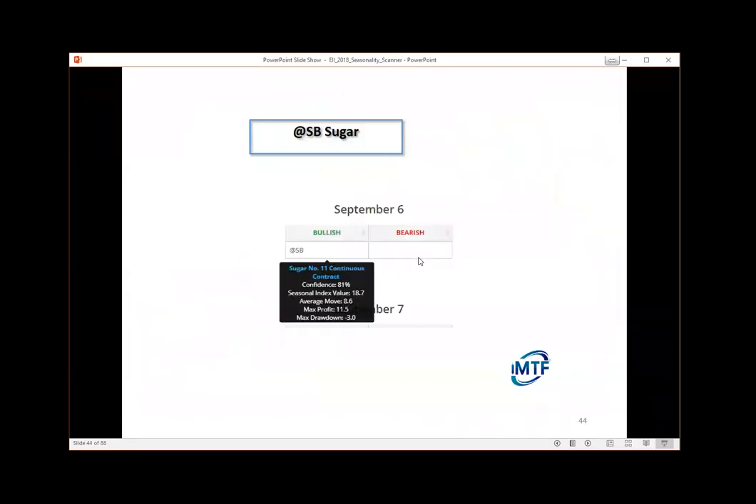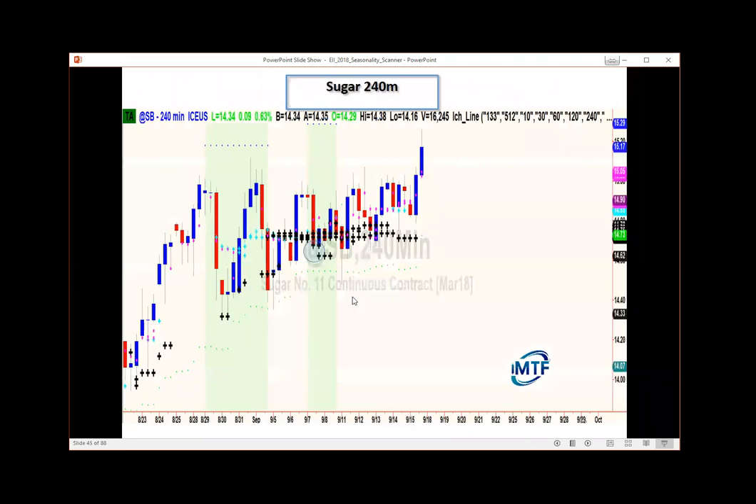Okay, here's sugar. A lot of people think you can't do seasonality on futures at all, especially exotic futures like sugar. But September 6th, basically sugar popped up on the scanner here. And you could see it's good confidence value here, drawdown max, not the great reward risk ratio, but it doesn't matter. We're going to pump it through technical analysis.